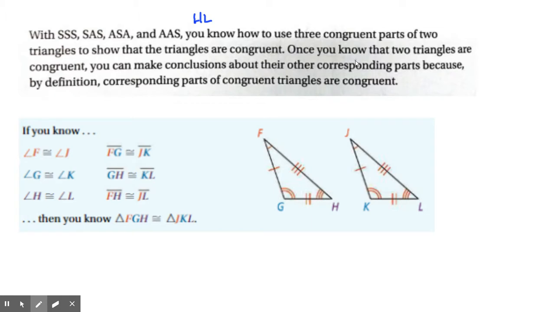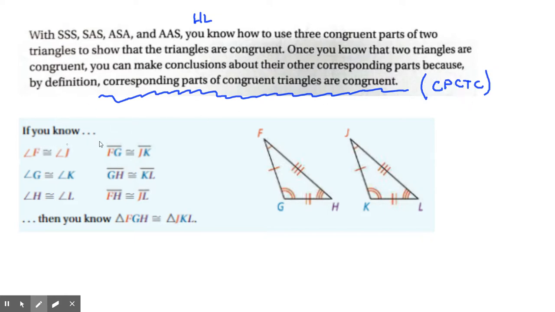You know how to use three congruent parts of two triangles to show the triangles are congruent. Once you know that two triangles are congruent, you can make conclusions about the other corresponding parts because by definition, corresponding parts of congruent triangles are congruent. Now, this is going to be a reason in your Delta Math proofs. We like to abbreviate this CPCTC. Corresponding parts of congruent triangles are congruent.